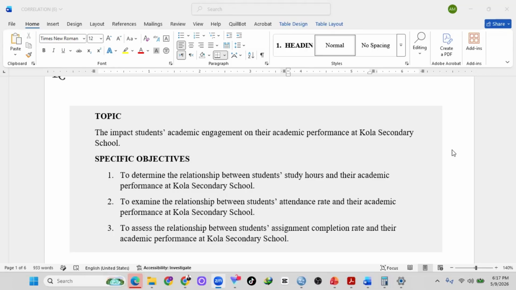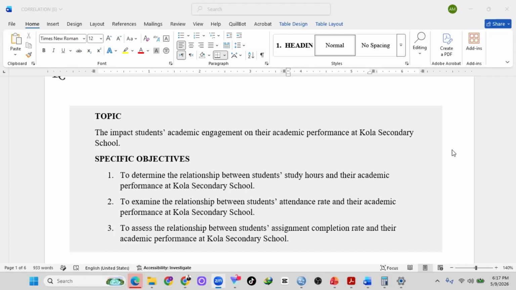Now, if you look at our objectives, you'll see that the three sub-variables are coming from academic engagement. For instance, the students' study hours, the attendance rate, and assignment completion are all elements of academic engagement. It is when you do these three things that we say that you are academically engaged. So that's why we want to see the effect of each of those onto the academic performance of the students.